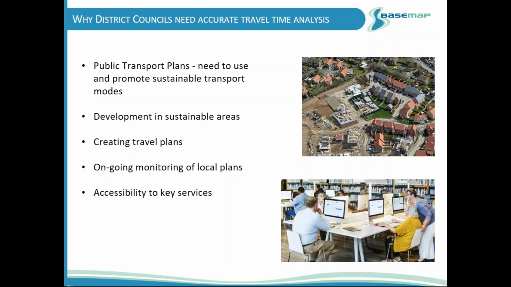That's something that many of our district councils are doing, as they know that in this time of austerity, with cuts taking place, a bus route that might be here today might be gone tomorrow. That's why this ongoing monitoring is really key and important.